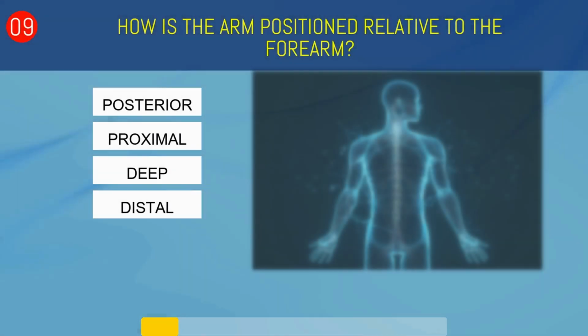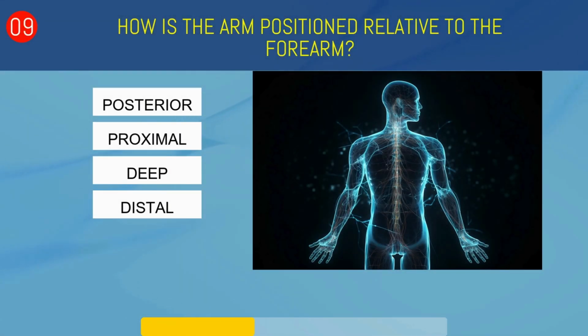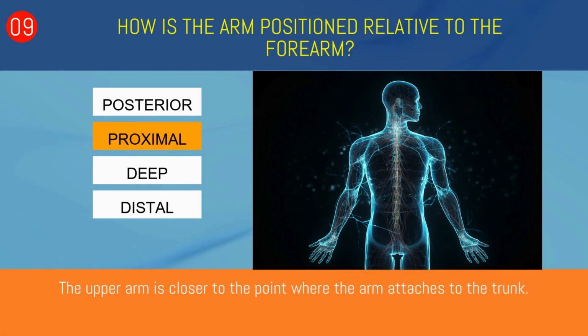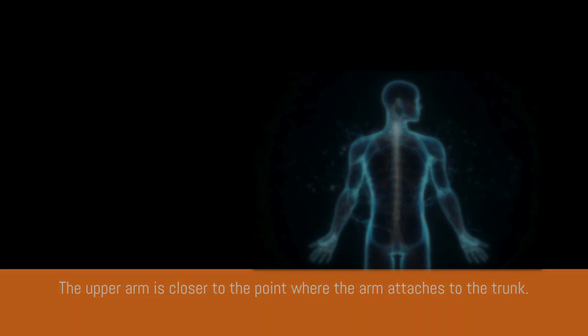How is the arm positioned relative to the forearm? Posterior, proximal, deep, or distal? Proximal. The upper arm is closer to the point where the arm attaches to the trunk.